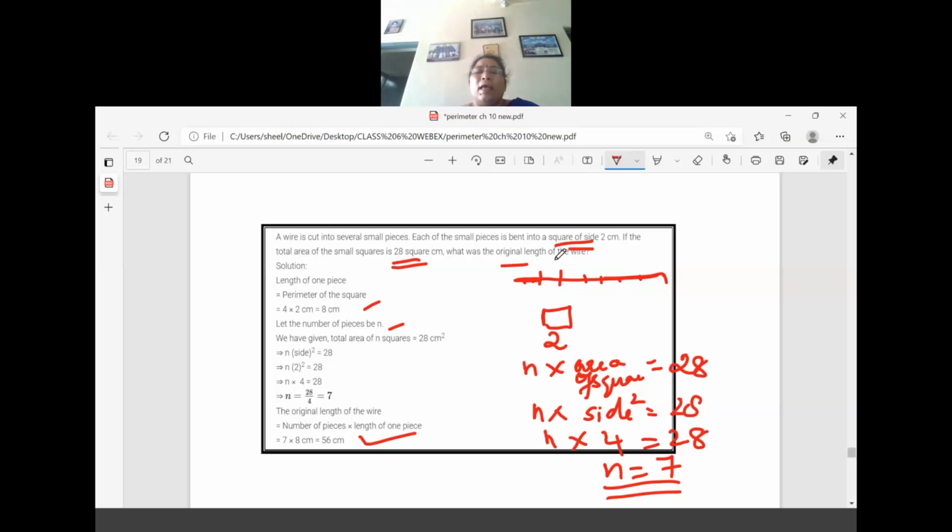You can do very well. A wire is cut into several small pieces. So a wire is taken, here you can see, and we don't know the number of pieces. From that, each piece is bent into a square.